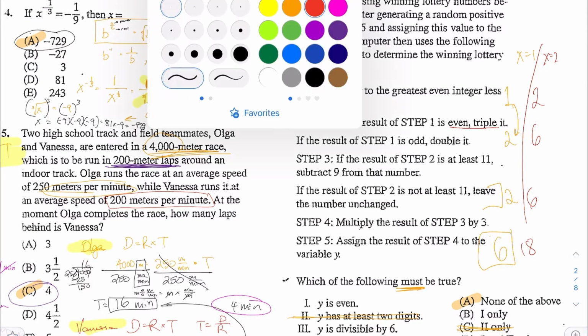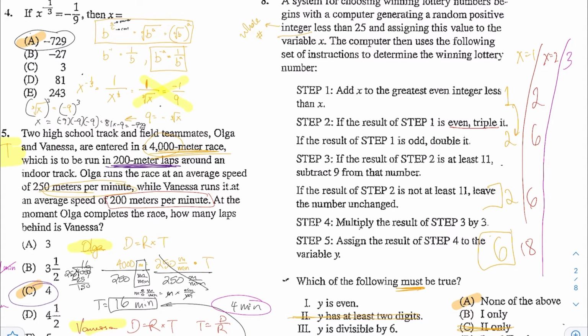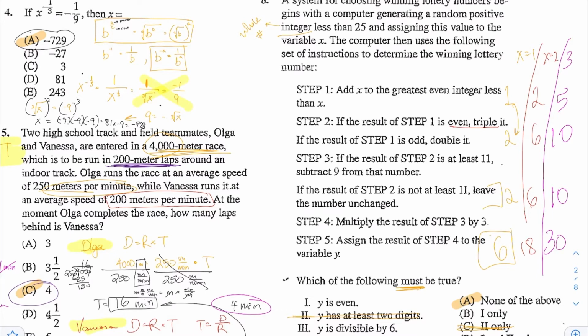Then you try a new number. Let's try 3. Here, when you add x and the even integer less than x, this is 3 plus 2, which will be 5. Now it's odd, so you double it, which turns this into 10. Now this is not at least 11, so leave it unchanged. And times 3, you get 30. So we pretty much did a lot of these different rules. The only one we weren't able to do yet was this one, to subtract 9 from that number.